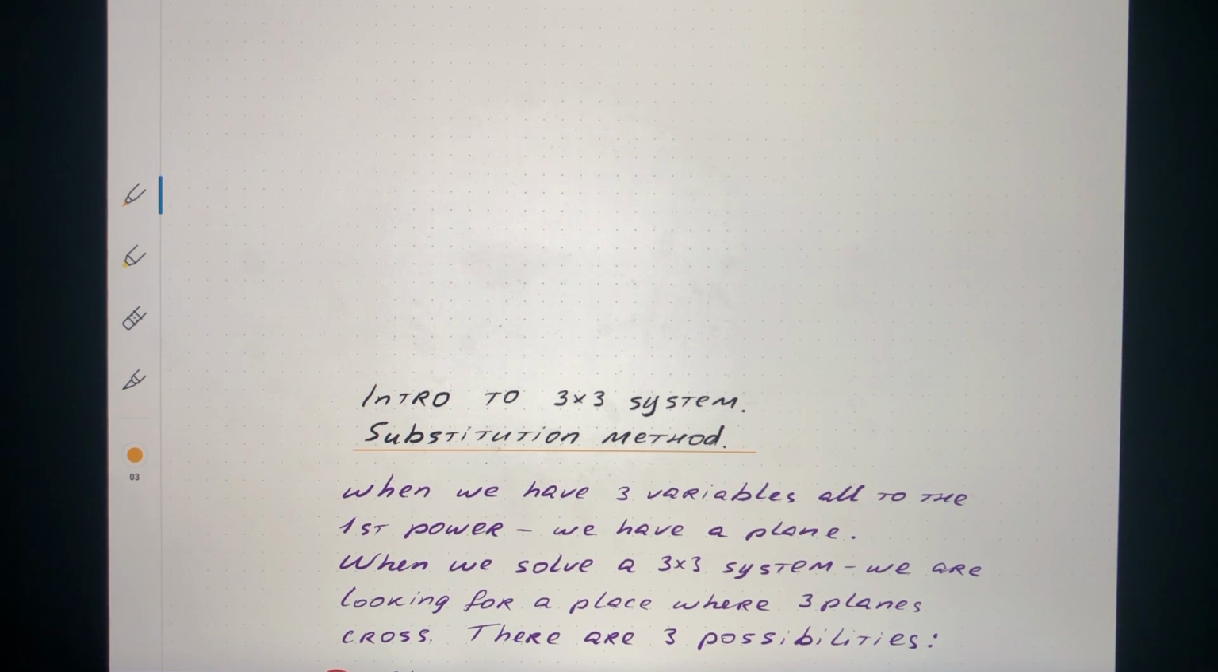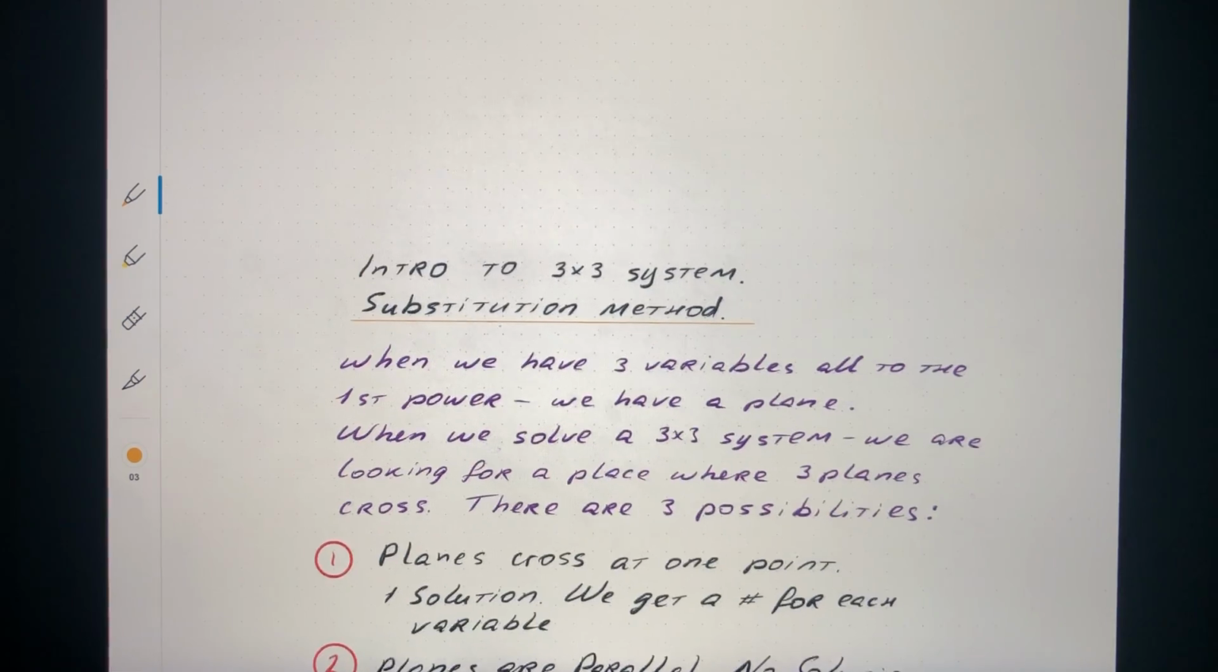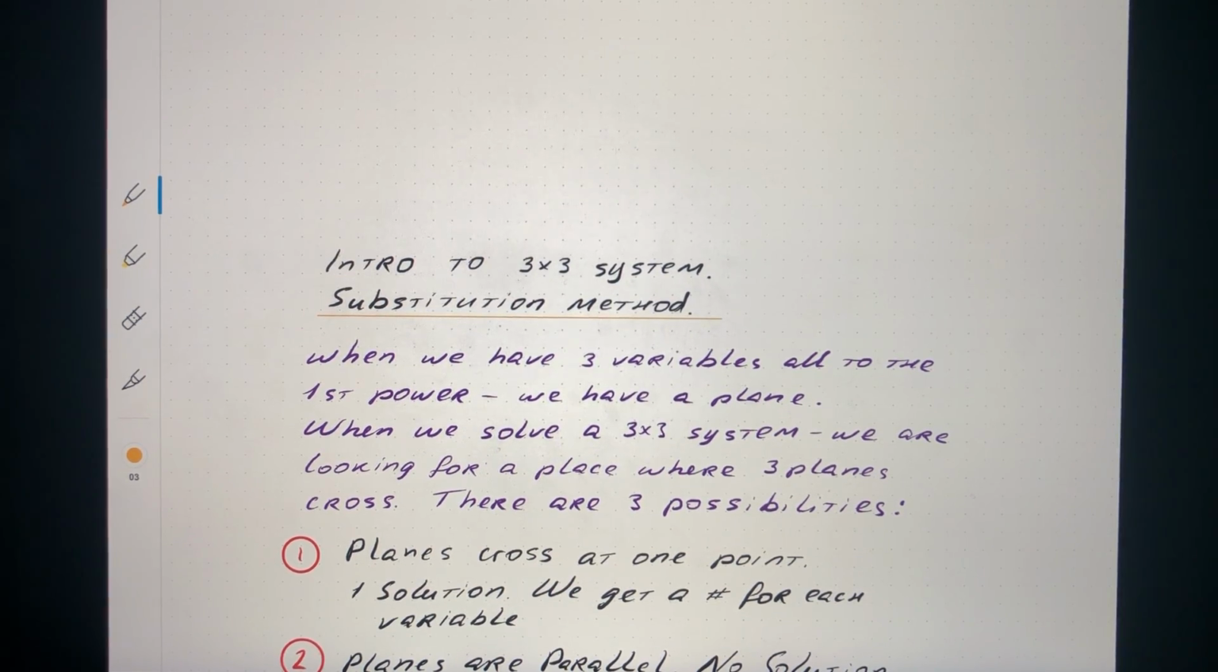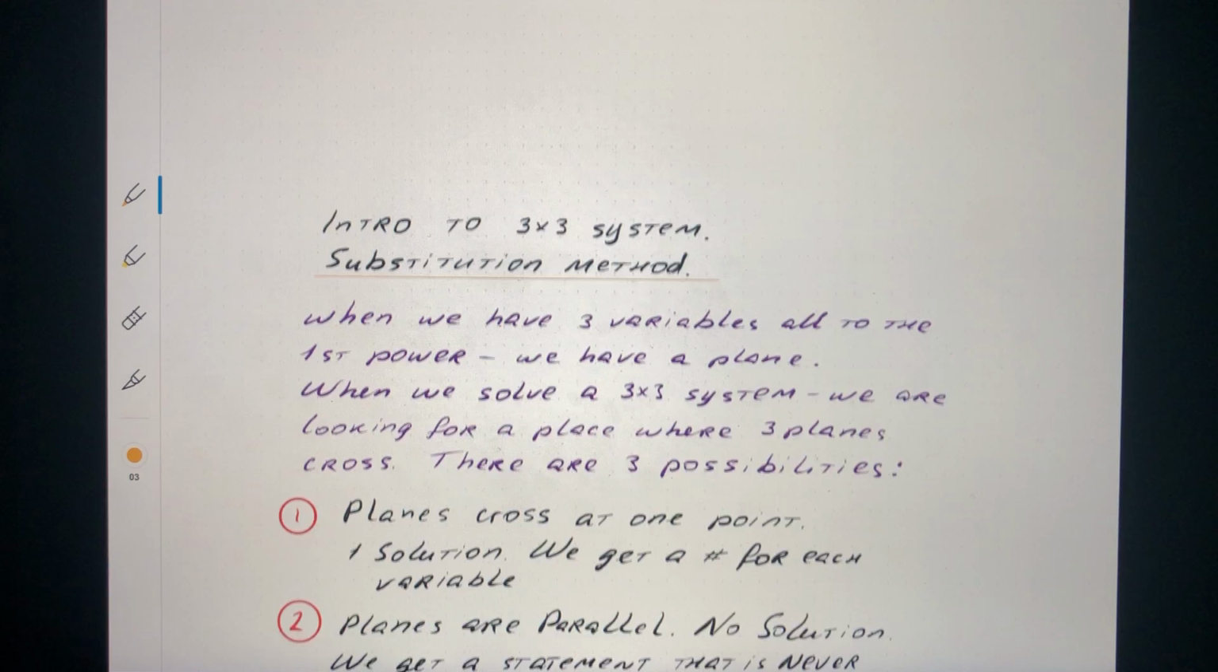Number one is the planes will cross, and if they do cross, then there will be one solution, and we will know that there is one solution because we will find it. We will know what the x number is, the y number is, and the z number is. That's exactly the coordinate of a place where our planes crossed. And so we write the answer as (x, y, z), because that's the location of the solution.